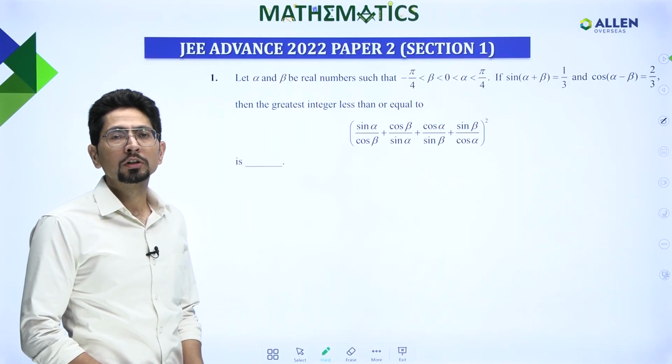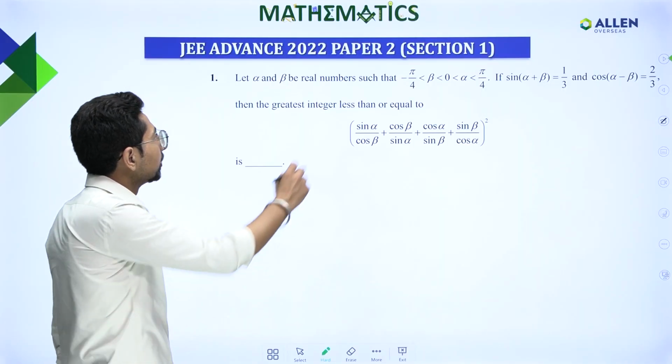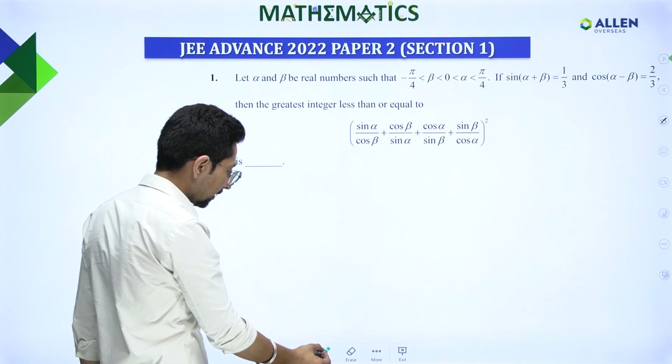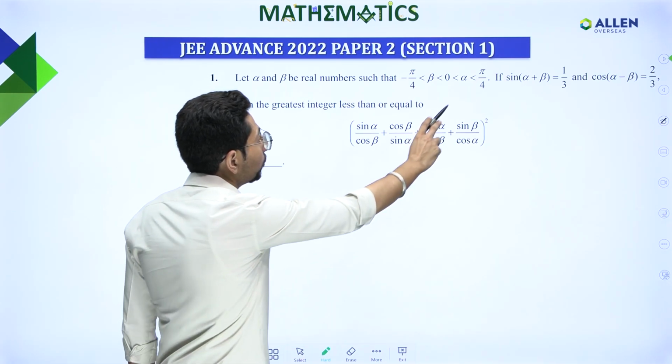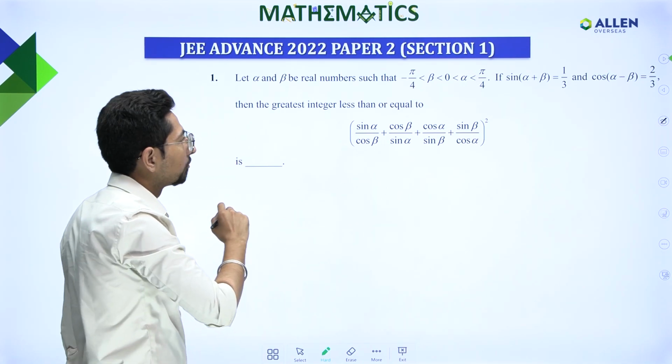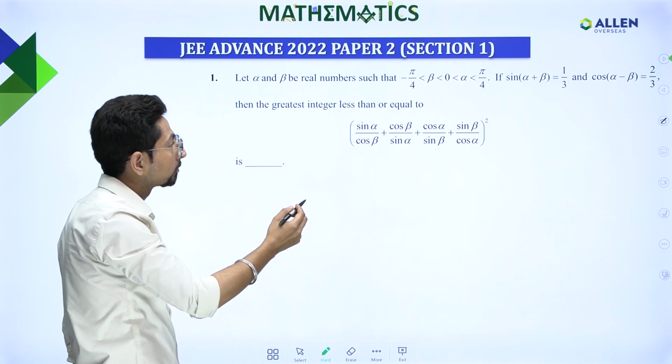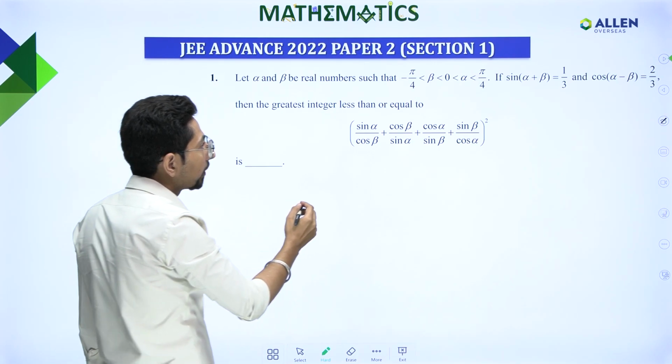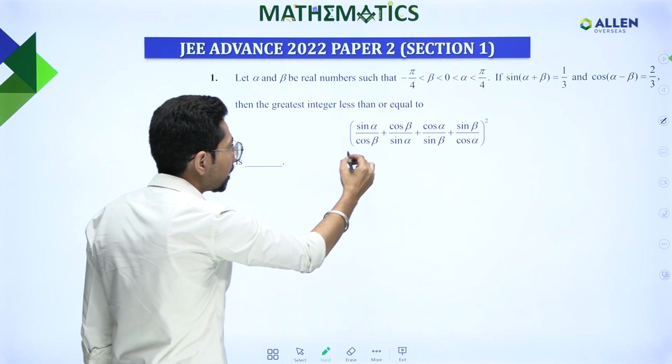Proceeding with the first question. In this question, what we have been given is, let alpha, beta be real numbers, right? Alpha is given to be 0 to pi by 4 and beta is given to be minus pi by 4 to 0. So here alpha plus beta will be minus pi by 4 to plus pi by 4. Now here if I am considering this part, right?